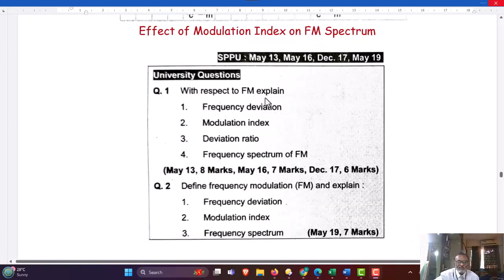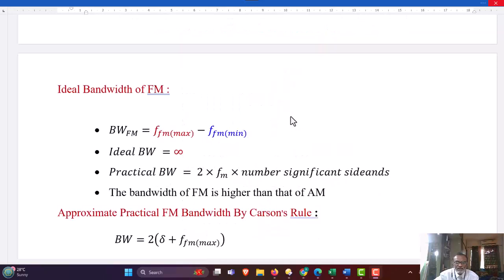There are some questions on the frequency spectrum and frequency modulation. Those are shown here. They are expecting that you write the expression and explain the meaning of the expression. But whenever you know the details of the derivation of the expression, then very well you are able to explain what is the meaning of the spectrum.